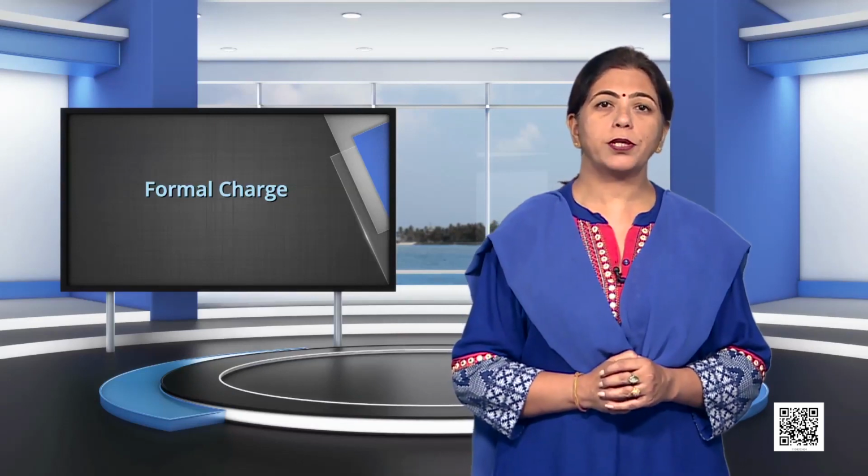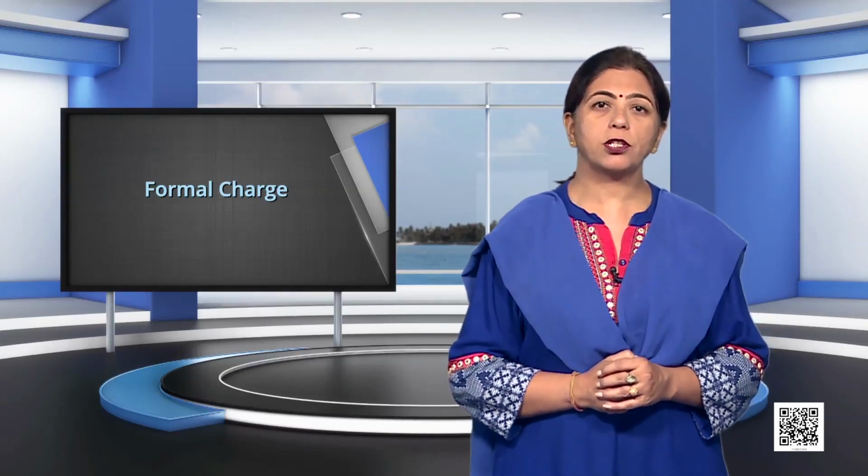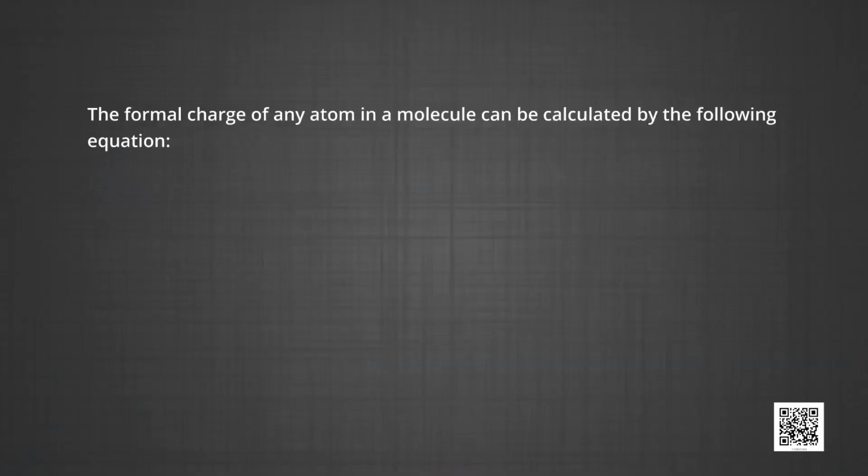The formal charge is the charge assigned to an atom in a molecule, assuming that electrons in all the chemical bonds are shared equally between atoms regardless of the relative electronegativity. When determining the best Lewis structure or predominant resonance structure for a molecule, the structure is chosen such that the formal charge on each of the atoms is as close to zero as possible. The formal charge of any atom in a molecule can be calculated by the following equation.